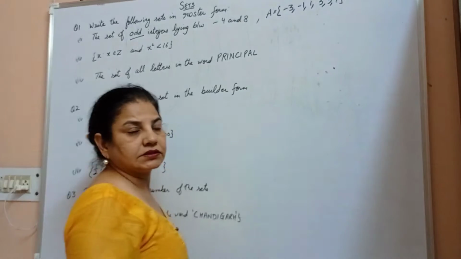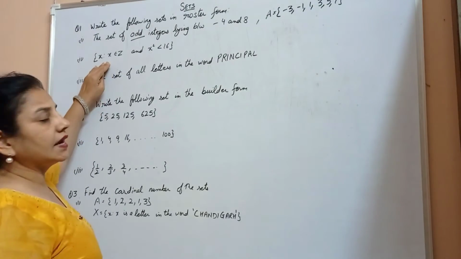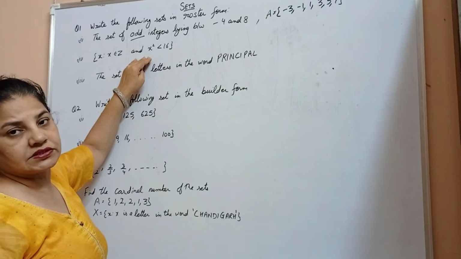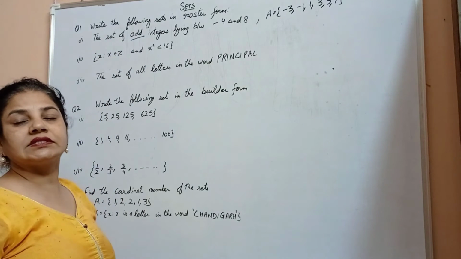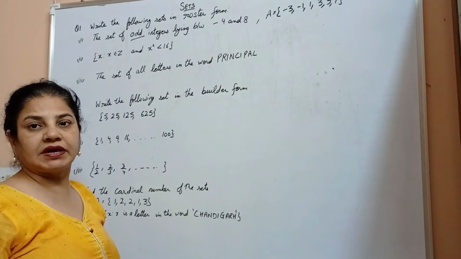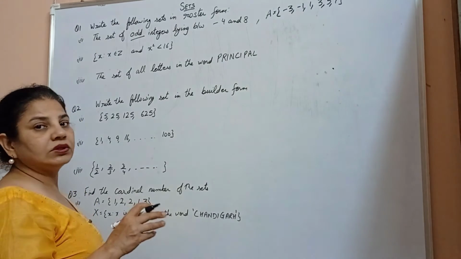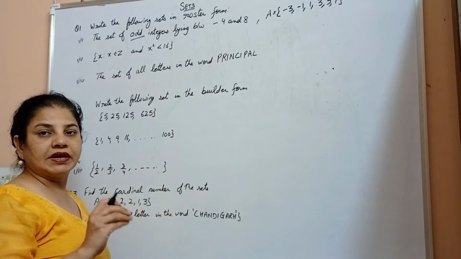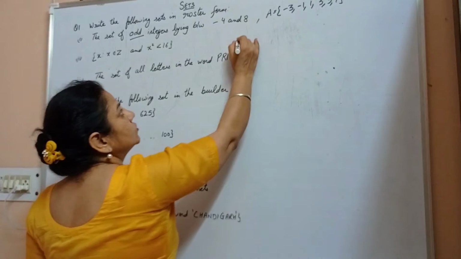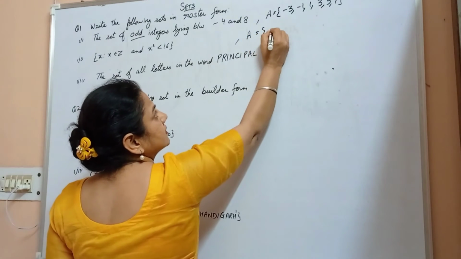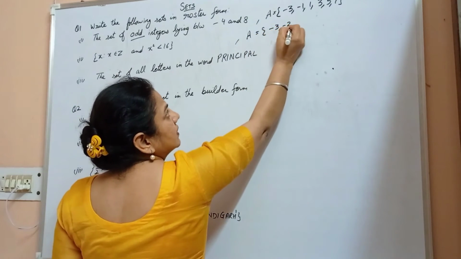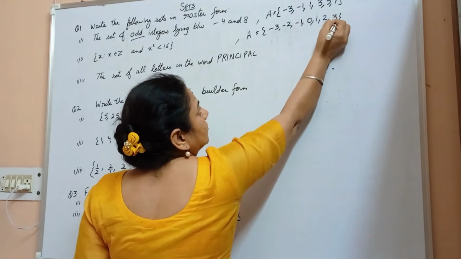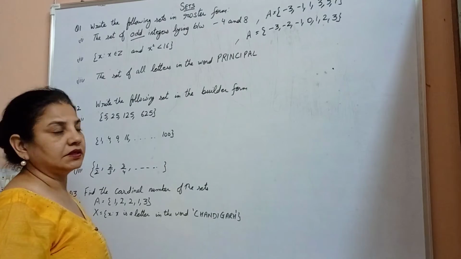All odd integers. Next is X such that X is an integer and X square is strictly less than 16. So X square is strictly less than 16 means X lies strictly between minus 4 and 4. So I will write all the integers between minus 4 and 4. Minus 4 and 4 will not be included. So I will write A as minus 3, minus 2, minus 1, 0, 1, 2, 3, because X square is strictly less than 16.